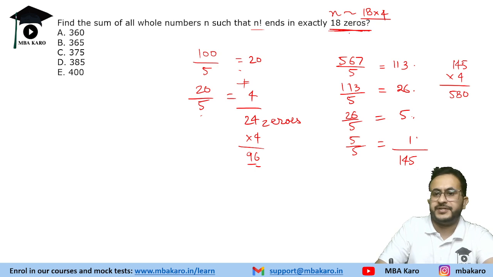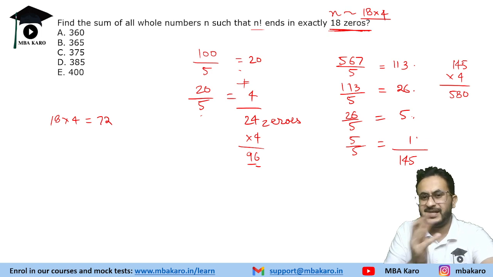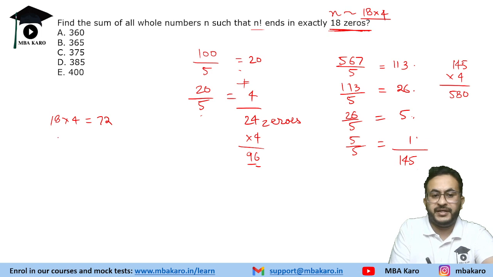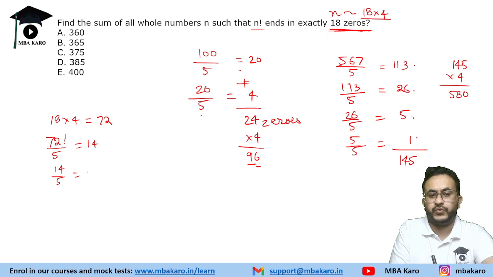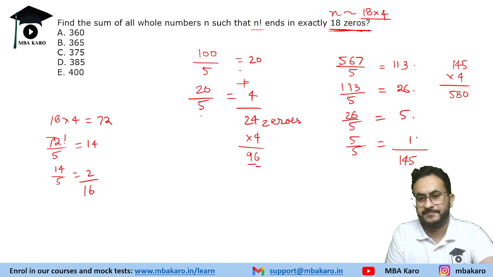It is not exact, but close to that number, roughly 4 times, right? Now 18 zeros are there. 18 zeros means 18 into 4, that is 72. Okay, it will be slightly more than that. So let's start with 72. How many zeros will 72 factorial have? So 72 divided by 5 is 14, and 14 by 5 is 2. So it has only 16 zeros, right?